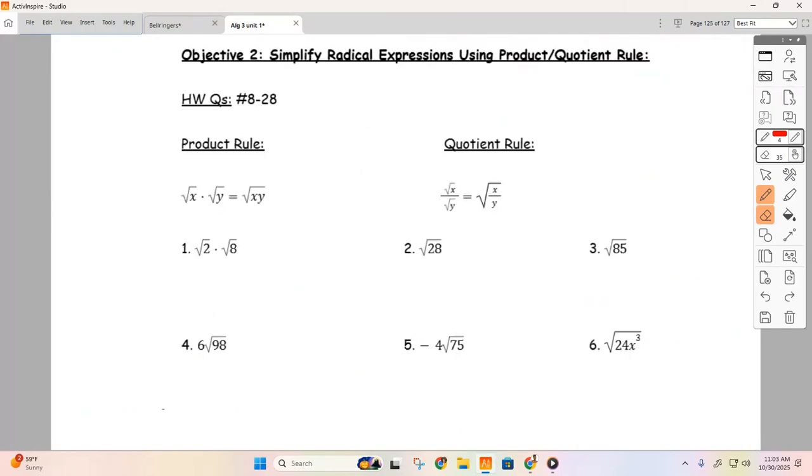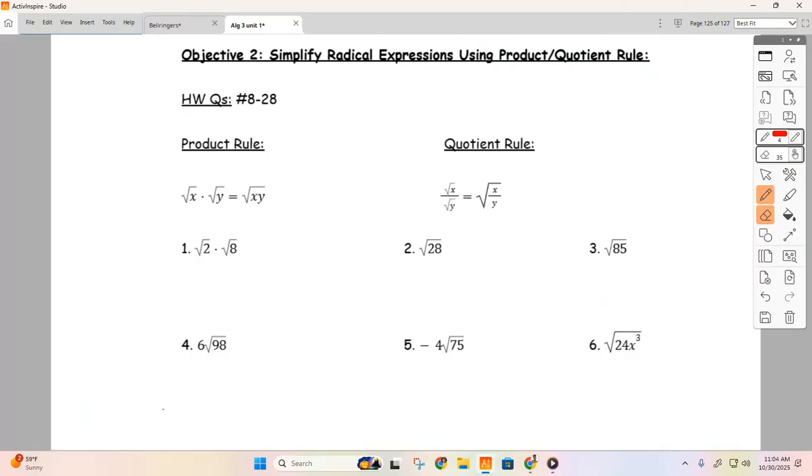All right. For the next, we're going to look at 2 different rules, the product rule and the quotient rule. If I'm multiplying 2 things that have a square root symbol, I can just multiply them together and put them under one radical sign. Same with division. If I'm dividing 2 things, I can put them under one radical. That's kind of like that one we just had with the 25/36. These are the same thing.